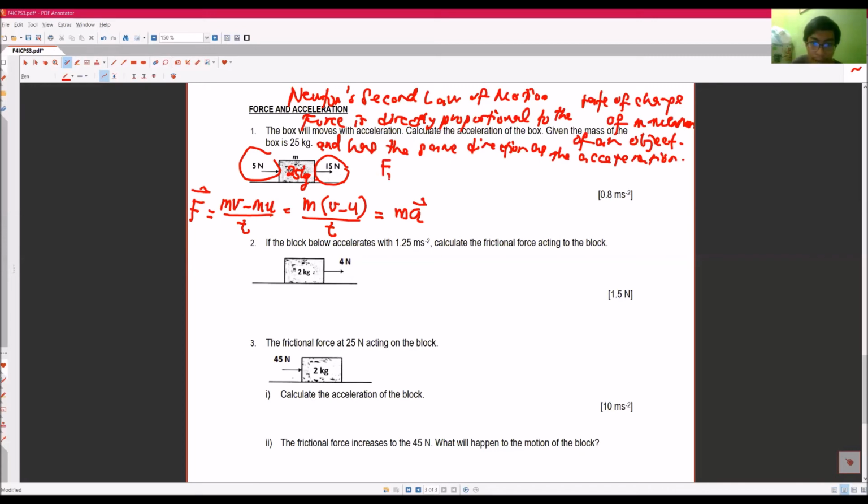So we can say that F net, or FR, where R stands for resultant, equals 5 Newton plus 15 Newton, because both forces point towards the right. So right is the positive direction. 5 plus 15, 20 Newton. And then we can equate it to ma, Newton's second law. We want to find a, so F net divided by m: 20 Newton divided by the mass of the box, 25 kilogram. And then we get 20 divided by 25, 0.8.